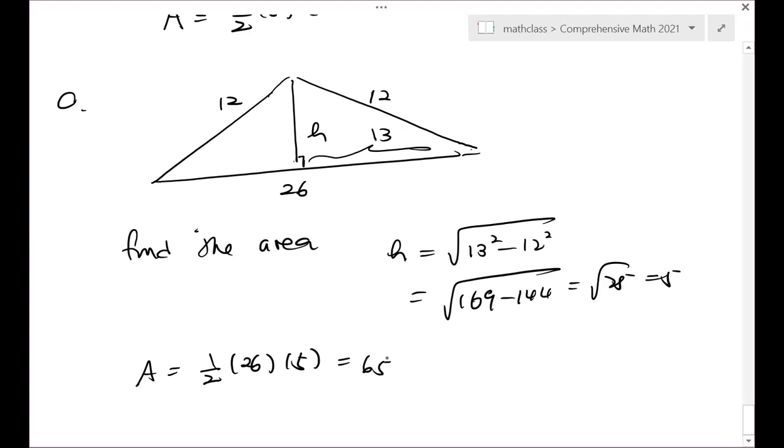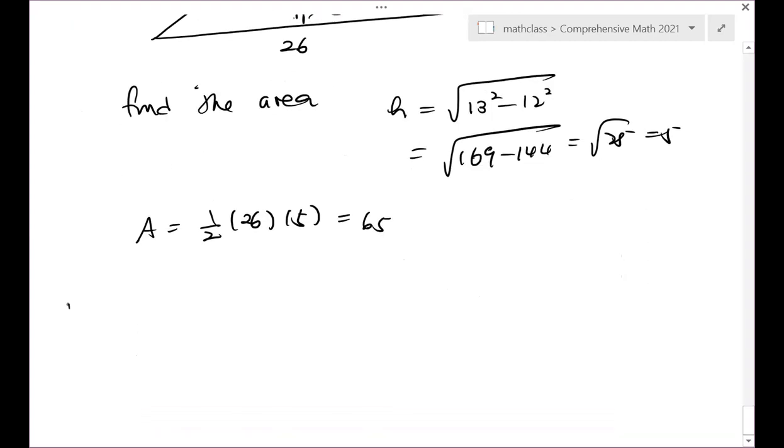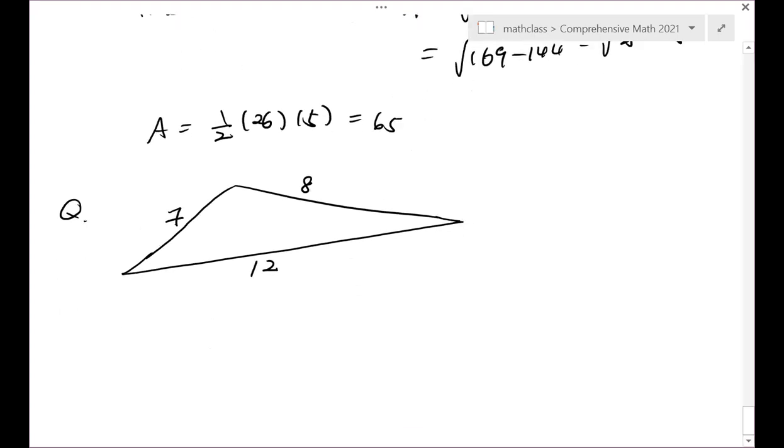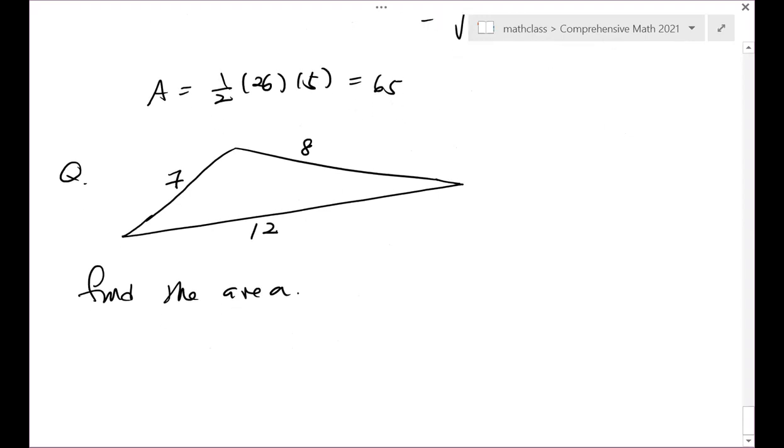However, if I change the sides, I randomly pick numbers. So this side is 7, this side is 8, and the other side, 7 plus 8, it is going to be 15. But I put 12 here. So this is indeed a triangle. Find the area of this triangle. If any of you can do this problem: this triangle is uniquely determined, and all 3 sides satisfy the triangle inequalities.